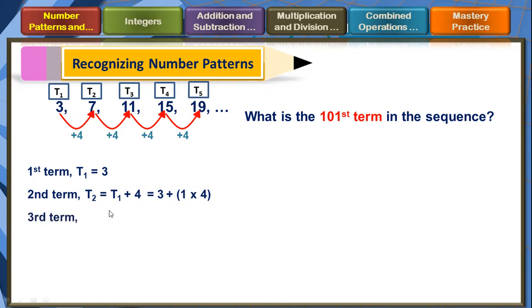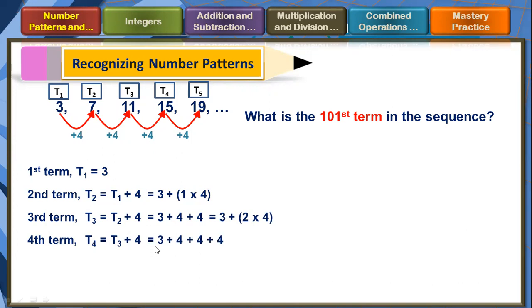The third term, T sub 3, equals T sub 2 plus 4. Our T sub 2 is 3 plus 1 times 4, so we add 4 to that. Because we do have two 4s already, we can say 3 plus 2 times 4. For the fourth term, we put T sub 4 equals T sub 3 plus 4. So for that, we add 3 plus 4 plus 4 plus 4. We can simplify that to 3 plus 3 times 4, because we use three 4s here.